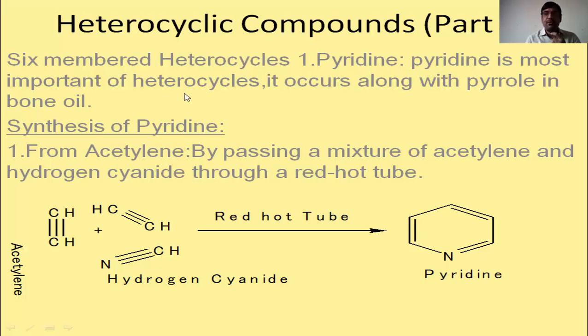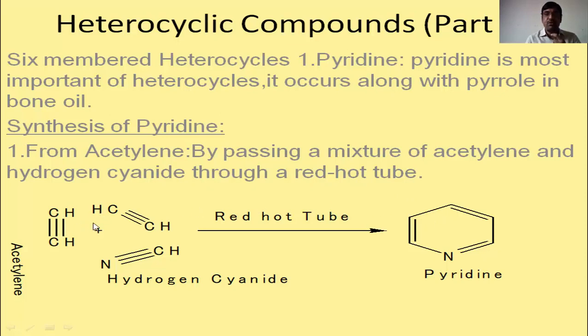Pyridine is the most important heterocycle. It occurs along with the pyrrole in the bone oil. The next point is the synthesis of the pyridine from acetylene. By passing the mixture of acetylene and hydrogen cyanide through a red hot tube, we will get here the pyridine.